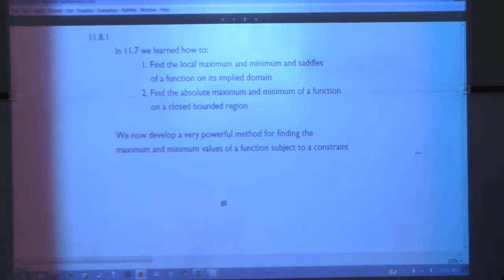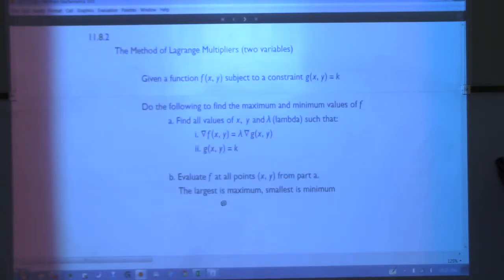We now develop a very powerful method for finding the maximum and minimum values of a function subject to a constraint. Now, this subject to a constraint may sound weird, like what do I mean subject to a constraint? But we've already done this. When we were on a closed bounded region, we were subjecting our function to some sort of constraint. And this method works for pretty much any constraint that you can come up with. So here's the actual method. And like I said, it's going to look really weird.